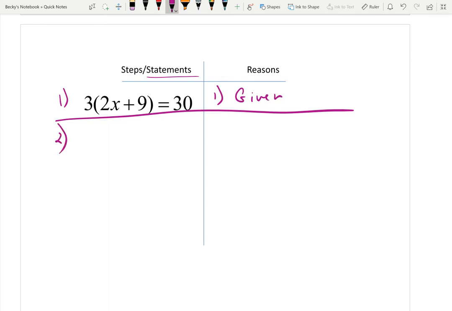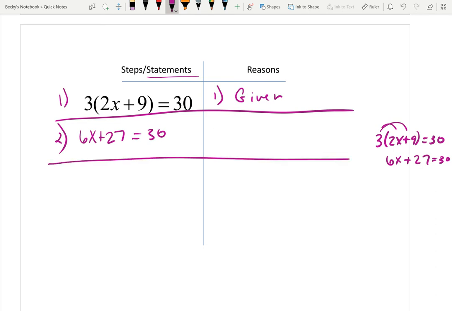Now, how would you solve this? And again, you don't have to show scrap work on the side. If you can do it in your head, this is the one time math teachers say you don't have to show work. Of course, you're going to distribute. So you get 6x plus 27 equals 30, and that is what you're going to write here. Now, in the beginning, a lot of people get confused where to write the reason. So what you're going to do is you're going to come down, do the work, and go over and tell me the reason. So what did you just do? You did the distributive property.